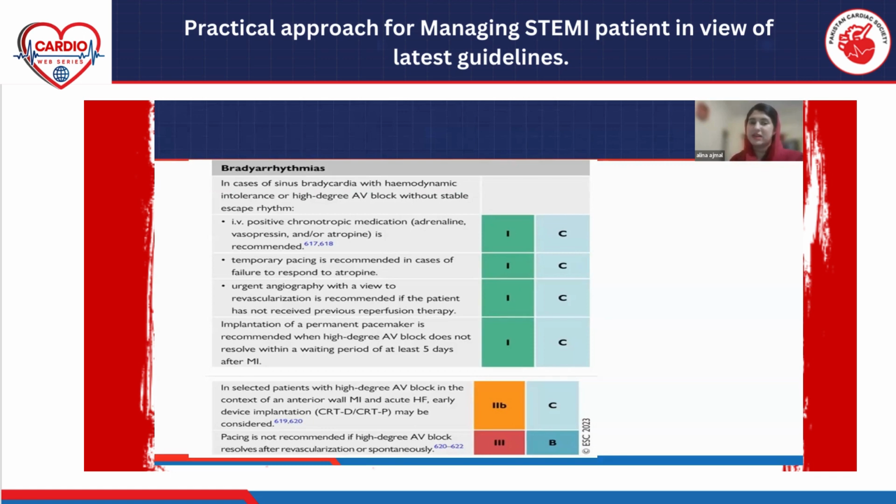Our scenario is basically that implantation of a permanent pacemaker is recommended when high degree block is not resolving after 5 days of MI and even after revascularization. This is class 1.